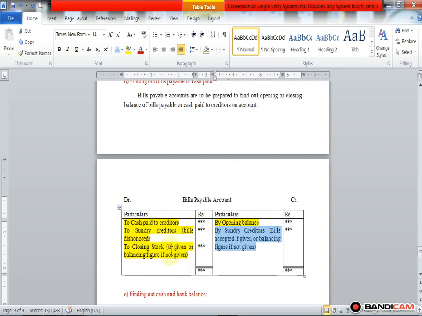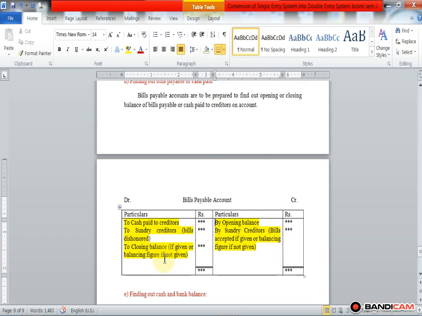The difference on the debit side of the bills payable account is the closing balance of bills payable, and that closing balance is transferred to the closing balance sheet liability side. So here only one item is missing, not all items are missing. Remember this: we only find out the bills accepted or the closing balance of bills payable. Only one item is missing from these two: either sundry creditors bills accepted or the closing balance of bills payable.